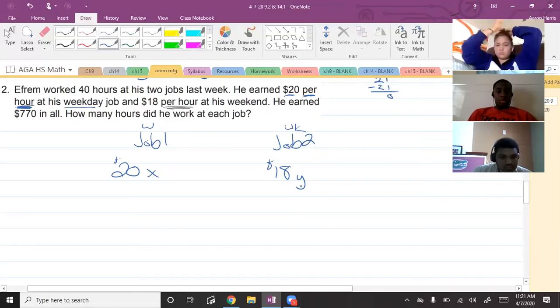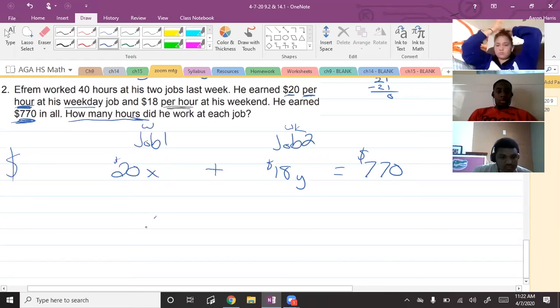Now look at this. He earned how much? $777. So we're talking about money on this line, correct? So if we're talking about the money, if I add up the weekday job plus his weekend job, how much money should he have? $770. Does that make sense? Okay. So now they're asking me, how many hours did he work?